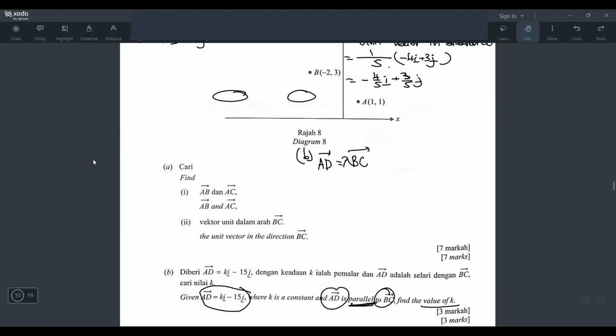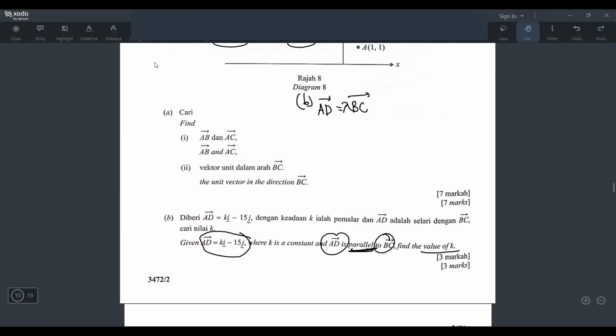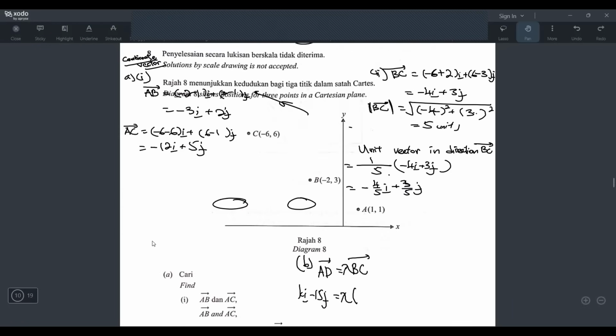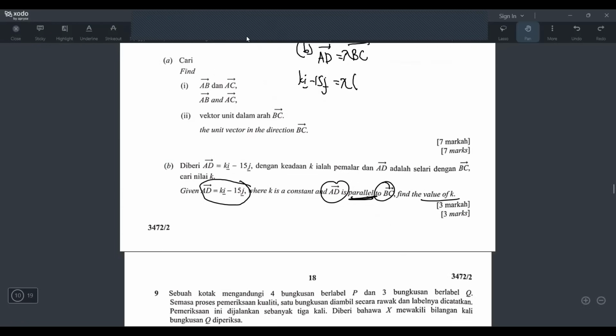Then what you do is you put vector AD. What is vector AD? It was already given: Ki minus 15j equals lambda BC. And what is vector BC? You already found just now, negative 4i plus 3j. Now you take the lambda, expand inside, and then compare. The left side, don't do anything, just leave it. This one, just expand: negative 4 lambda i plus 3 lambda j. And then you compare side by side.